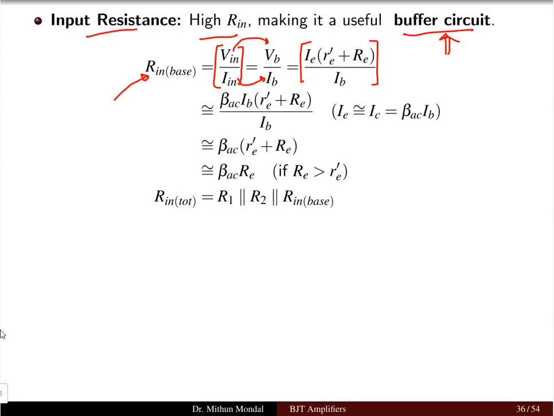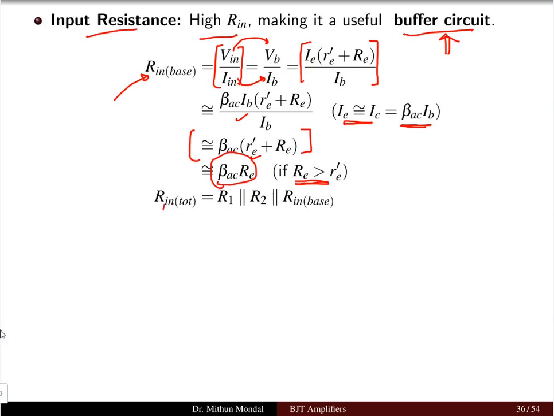Now here we know that the emitter current is approximately equal to the collector current, which is equal to the current gain beta multiplied by the base current. If we put it in this equation and simplify the expression, we get the approximate expression as beta multiplied by the sum of the emitter resistor RE and RE dash. If a condition occurs where RE is greater than RE dash, then the input resistance of the base is approximately equal to beta AC times RE.